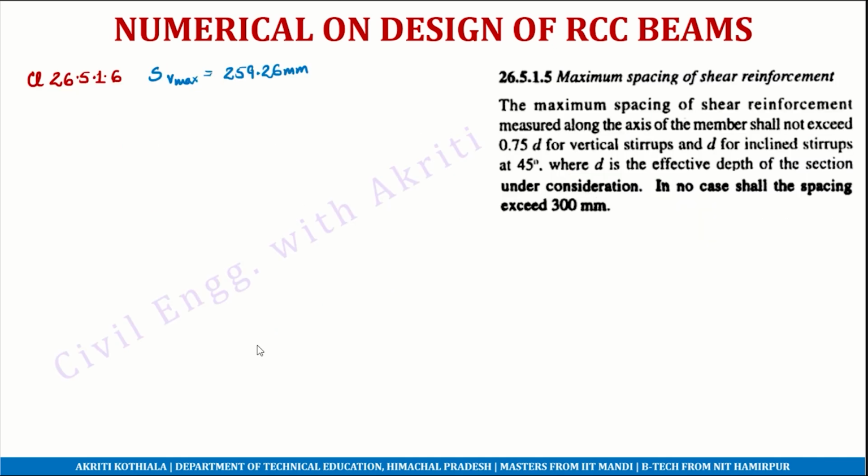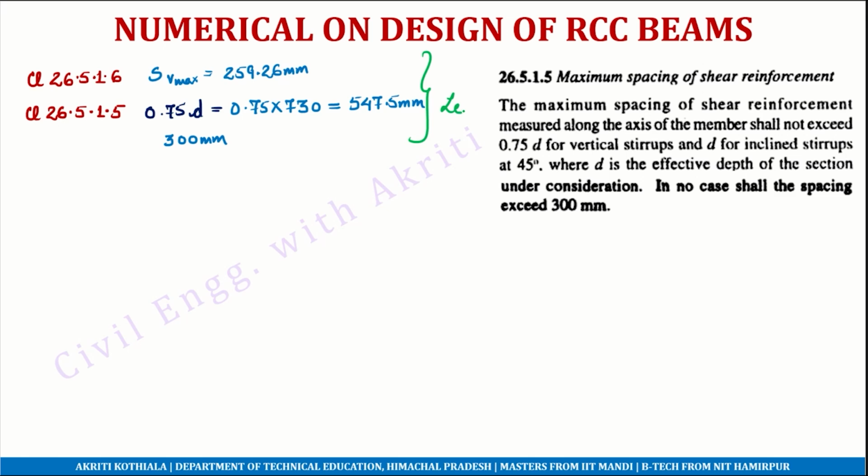Now, as per clause 26.5.1.5, this maximum spacing has to be less than 0.75 D where we are using vertical stirrups, or 300 mm, whichever is least. So calculating, 547.5 mm and 300 mm. So combining these two clauses, we have to utilize the least value for the maximum spacing permissible between the stirrups. So if we see, 259.26 is the minimum value, the least value out of all three.